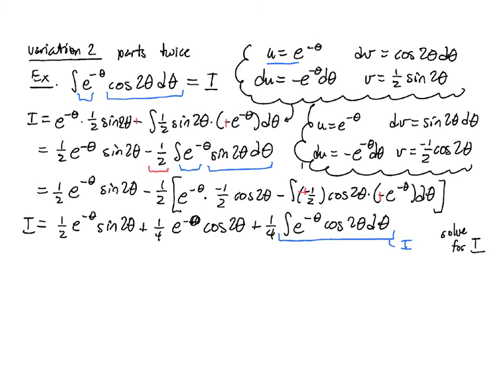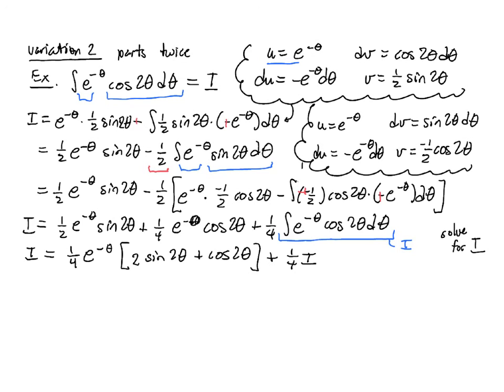So we'll do that by rewriting here. Maybe to save myself a little bit of work, I'm going to simplify those first two expressions by factoring out a 1/4 e to the minus theta, and then I'm left with 2 sine 2 theta plus cosine 2 theta, and then the leftover bits are 1/4 I. I'm going to subtract.